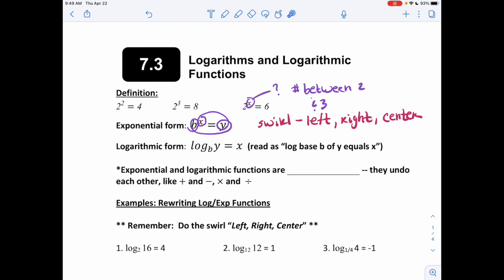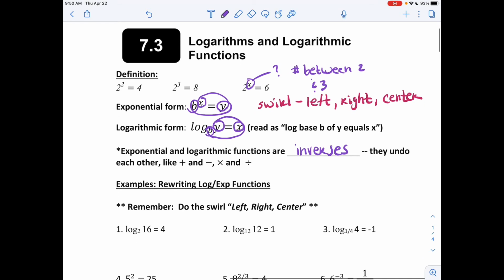In order to go the other way, from log form to exponential form, you do the same thing. You start on the right, then the left, and then the center. Left, right, center, swirl. Now, a unique thing about exponential form and logarithmic form is that these base functions are inverses of each other. So they can actually undo each other, like adding and subtracting, multiplying and dividing. We spent an entire lesson talking about inverses of functions, and now we'll do a little bit of that today with our new inverses, exponential and logarithmic.